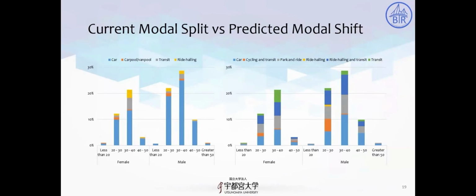If you look at this, you see the current modal split versus the predicted modal shift. From the revealed preference survey data, we can see that most participants usually went for car. However, after being made aware of other options, specifically the availability of information through MaaS, you can see that people started thinking about shifting towards alternative options like park and ride, ride hailing and transit specifically.